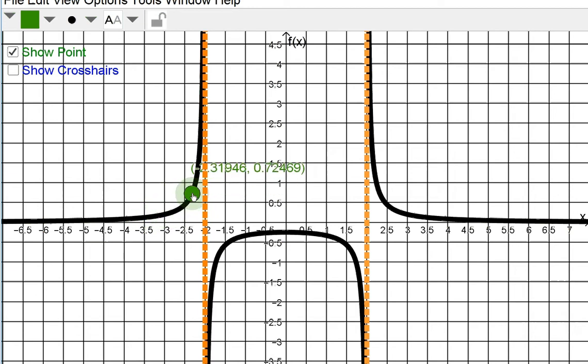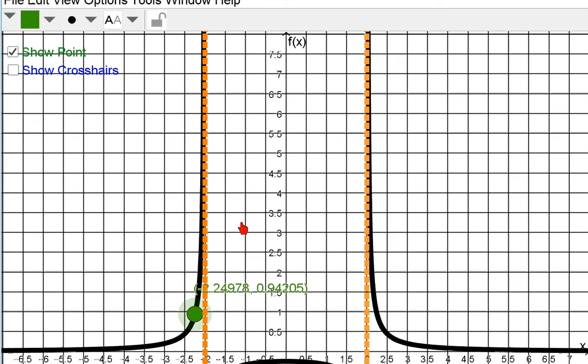Now what we want to ask is, what's happening to this y value as x approaches -2? Well, the point goes off the graph. The y value keeps going up, but how far up does it go? If we drag the graph up a little bit, we can see that as long as we keep dragging the graph, this y value is going to keep going up.